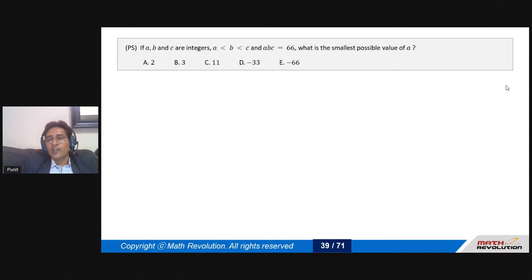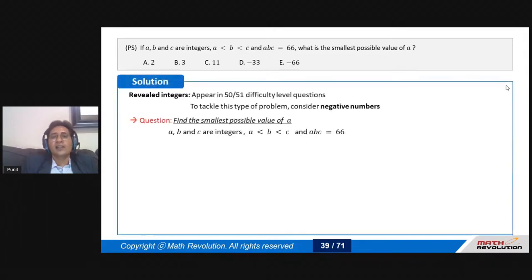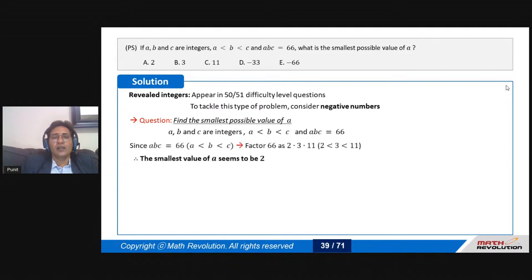Let's see into a question and understand it. It would again be a PS question that says A, B, C are integers such that A is less than B, which is less than C, and the product of all these three integers, A, B, C, is 66. What is the smallest possible value of A? Let's go ahead and understand the negative numbers in it.